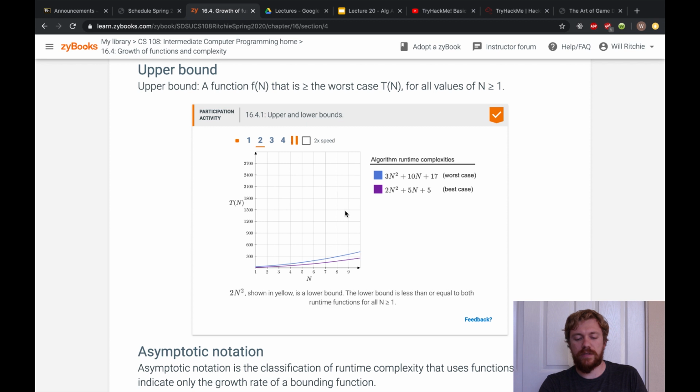So we'll go ahead and take a look at this. If we look at the algorithm runtime bounds, 2n squared, shown in yellow, is a lower bound. Now notice it is a lower bound. It is not the lower bound. There can be multiple lower bounds. Just 2n squared is less than 2n squared plus 5n plus 5.